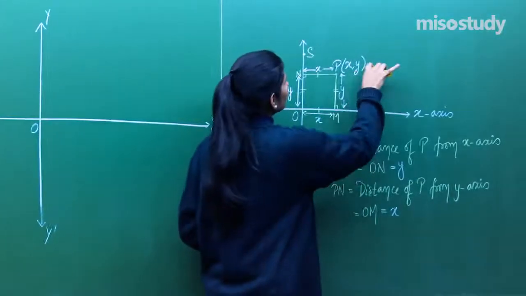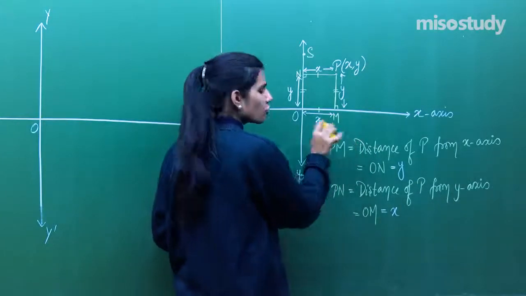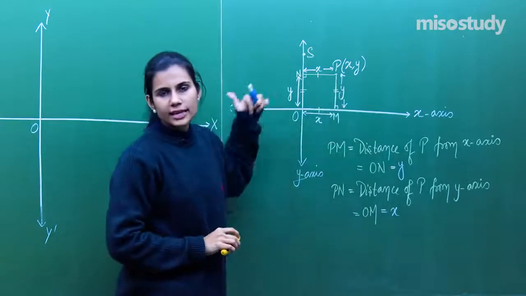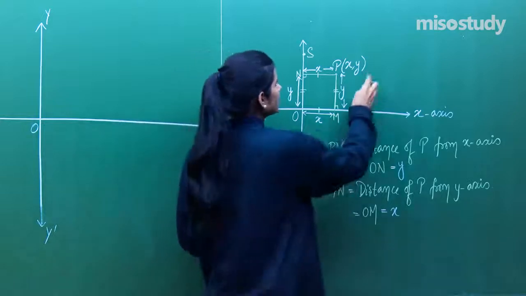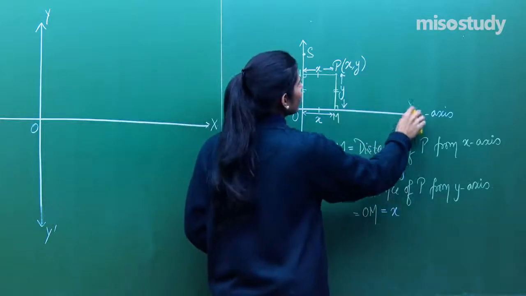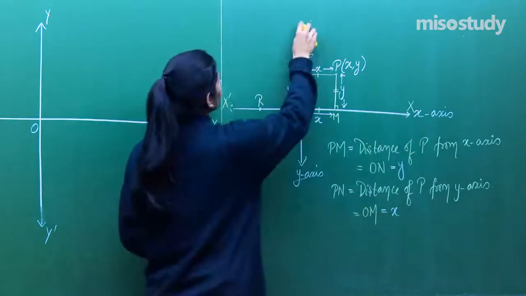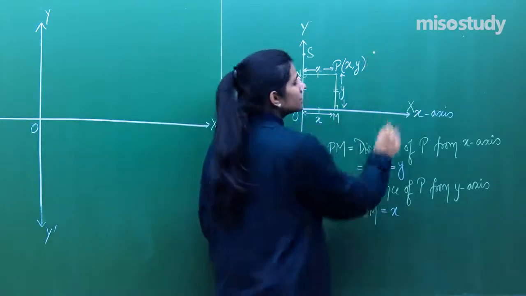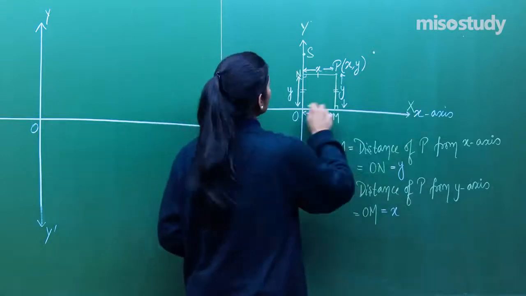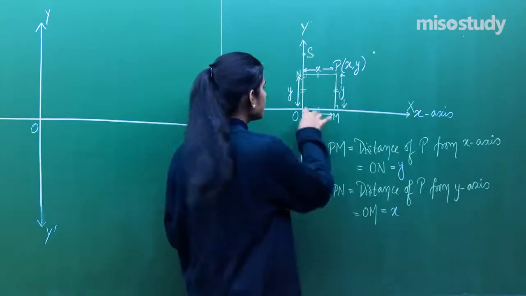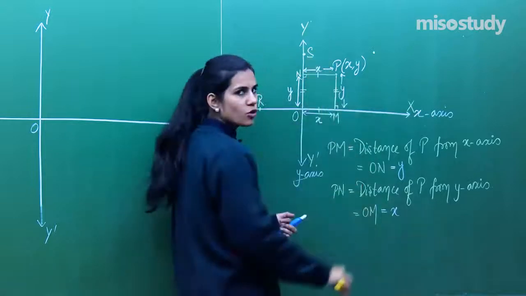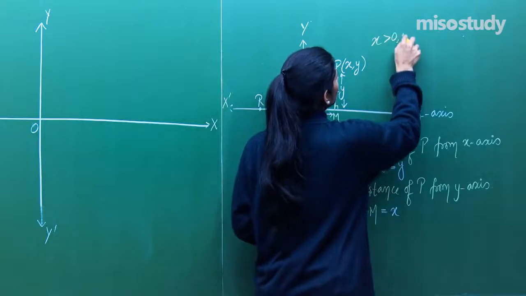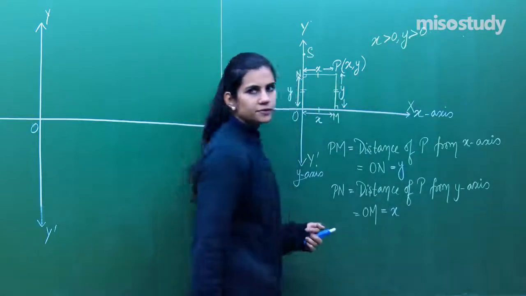Please try to get this fact very, very clear. The point can lie either in the first quadrant, second quadrant, third quadrant or fourth quadrant, right? When will a point lie in the first quadrant? If a point is lying in the first quadrant, that means it is lying in XOY. That means positive x-axis and positive y-axis are contributing, so its x coordinate is going to be positive, y coordinate is going to be positive.